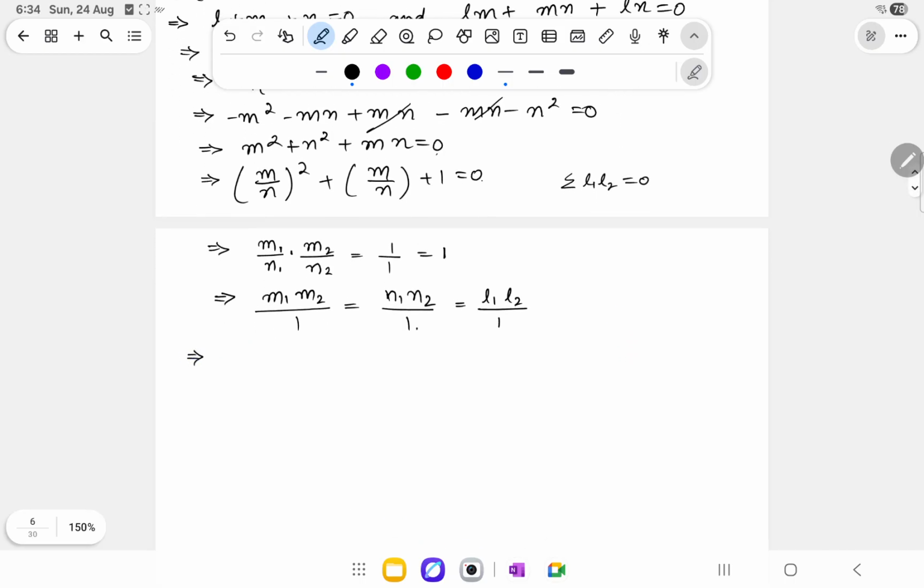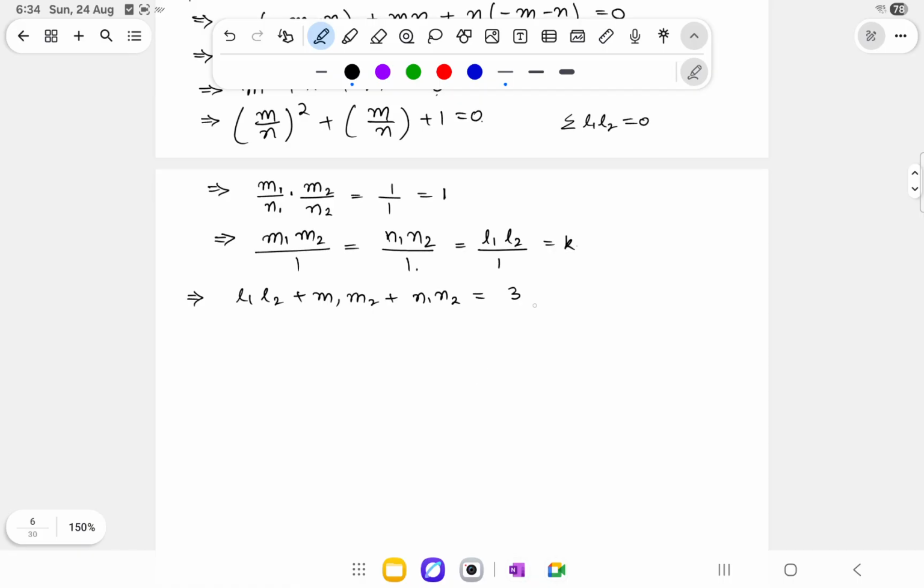So for the plane to cut the cone in perpendicular generators, l1 l2 plus m1 m2 plus n1 n2 must be equal to 0, but we got l1 l2 equals 3 of m1 m2, which is also equal to 3 of n1 n2.